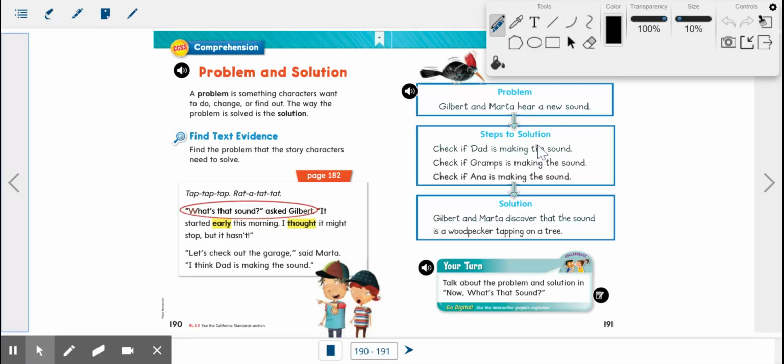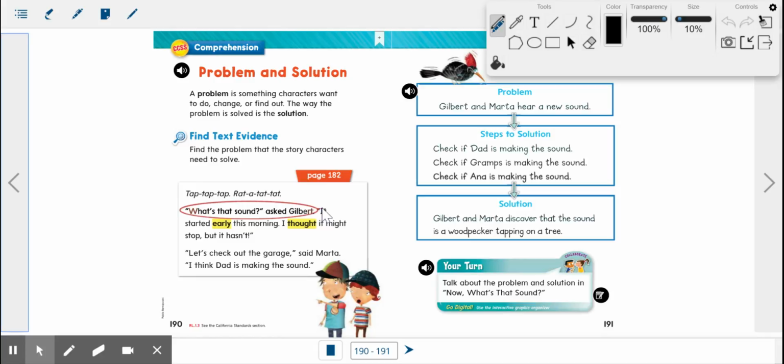Okay, so they had a problem. They did things to figure out what was making the sound to fix the problem. And in the end, they fixed it. They said, oh, I know the sound. It's of a woodpecker tapping on a tree. Now, in order to make this organizer as nicely written and as evidence based, the people in the textbook did this for you. They used text evidence.